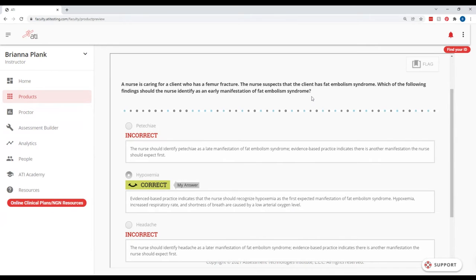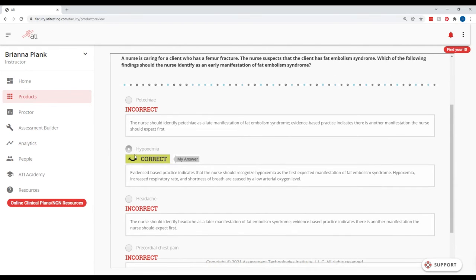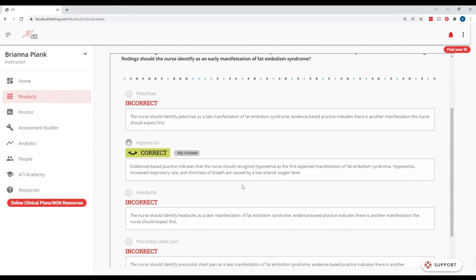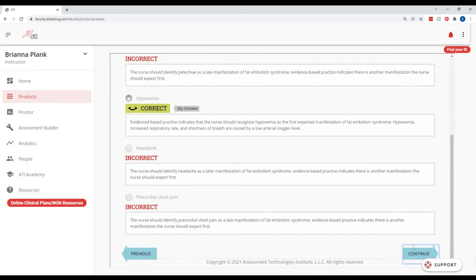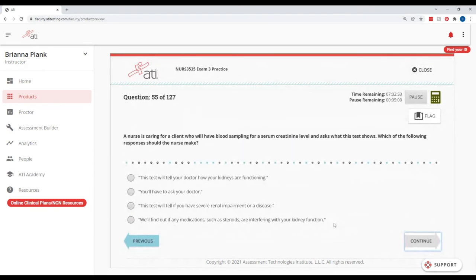But yeah, we're concerned that we have a fat embolism that would go to the lungs. And so we're concerned that increased respiratory rate, shortness of breath, and low arterial oxygen level are bad. So hypoxemia would be a warning sign that the patient might have developed fat embolism syndrome.